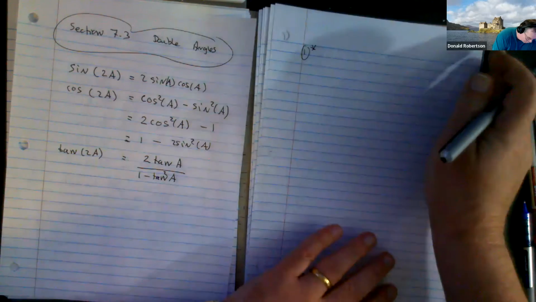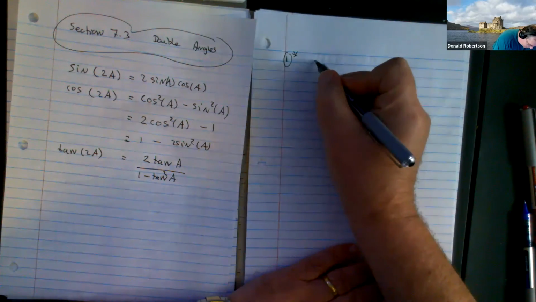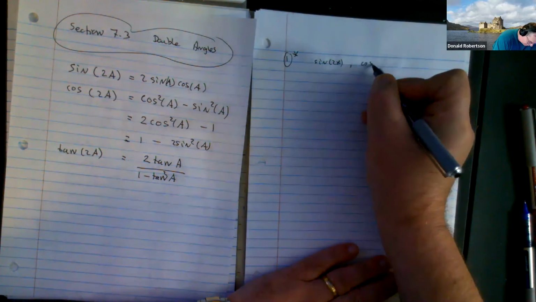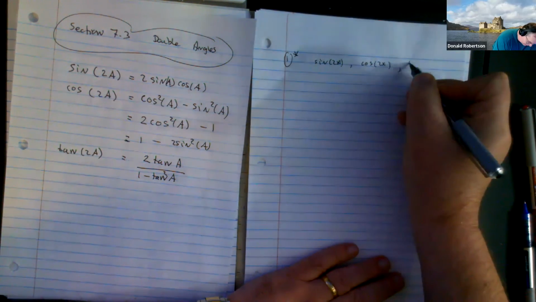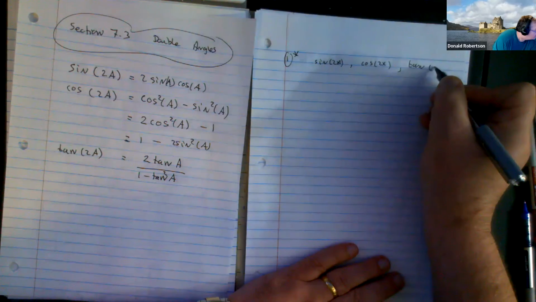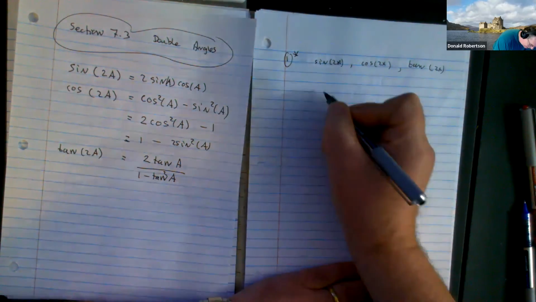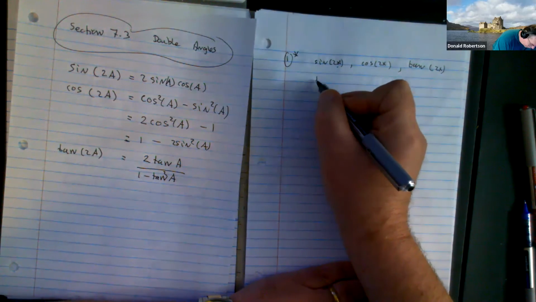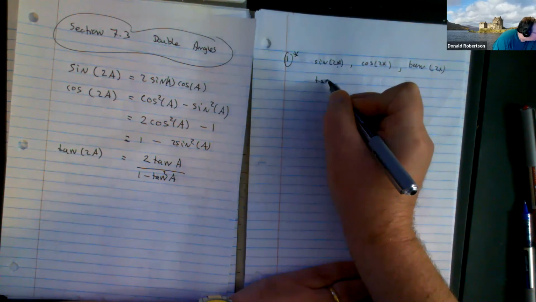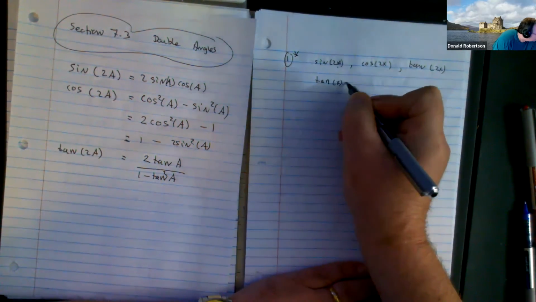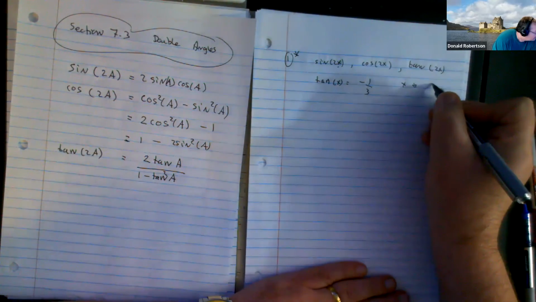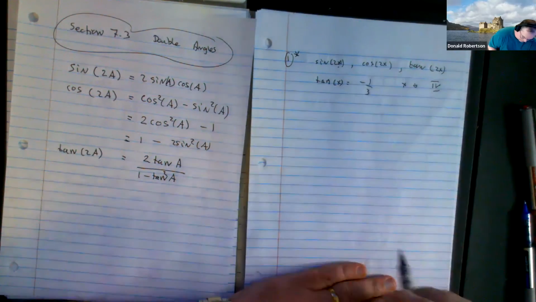Okay, this one is similar to question 1. We're being asked to find the sine of 2x, the cosine of 2x, and the tangent of 2x. So instead of calling it a, they're calling it x this time. Next time they'll probably call it theta. We're told that the tangent of x is negative 1/3, and the x is in the 4th quadrant. Okay.